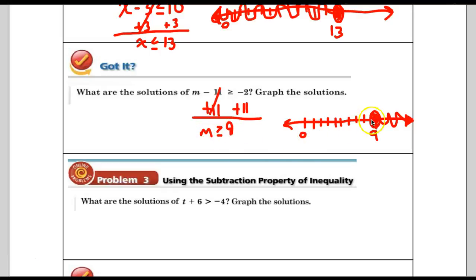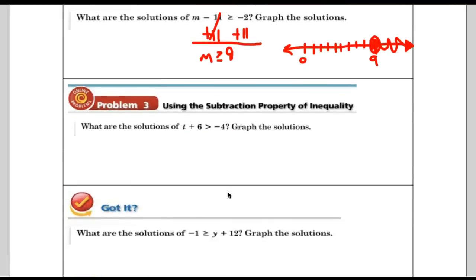So I'm going to plot my 0, I'm going to plot my 9. The equal bar underneath means that I have a closed dot, and this sign is pointing that direction, so I'm going to shade that direction. Okay. It does not ask me to check, so I'm not going to. If you have questions, go ahead and play that back, otherwise we're moving on.